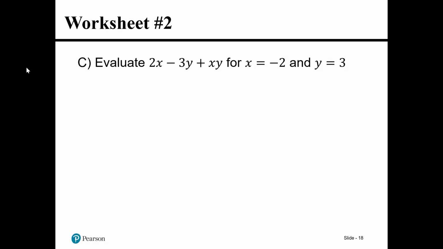We want to evaluate 2x minus 3y plus xy, where all my x's are going to be -2 and all my y's are 3. So we have 2 times x, which is -2, minus 3 times y, which is 3, plus x, which is -2, times y, which is 3.